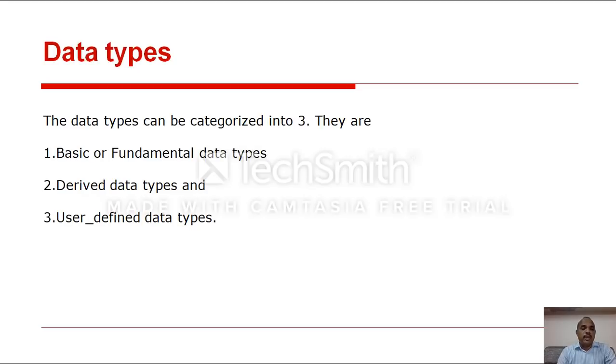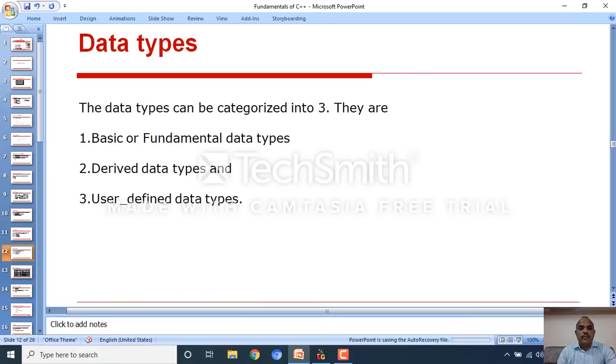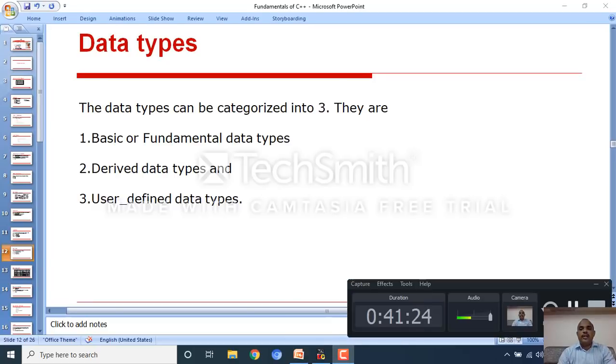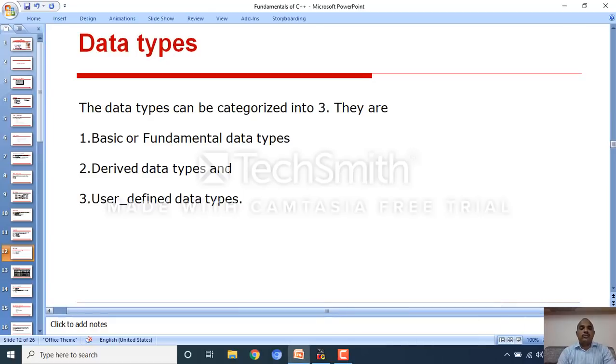Next, data types. Here there are mainly three types of data types: basic or fundamental data types, derived data types, and user defined. So next class we will discuss the data types of C++. So all of you clear?